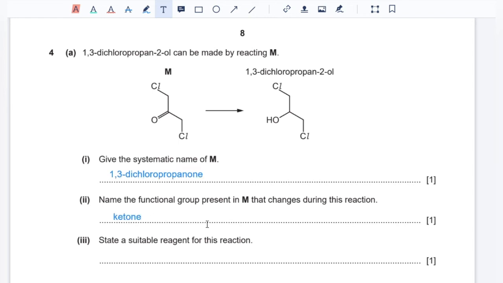State a suitable reagent for this reaction. So to go from a ketone to an alcohol group, you'd have to use a reducing agent. Here I'd use sodium borohydride.